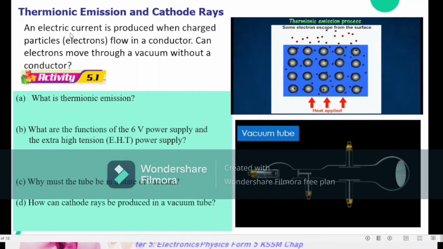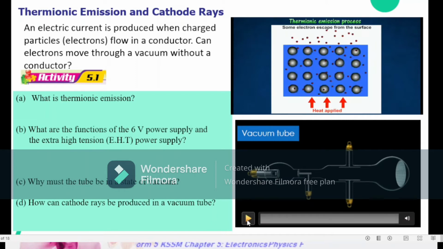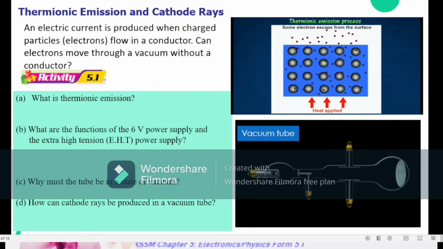An electric current is produced when charged particles, electrons, flow in a conductor. Can electrons move through a vacuum without a conductor? Can these electrons that are released from thermionic emissions now pass through a vacuum? Let's watch this one. This is about the vacuum tube.